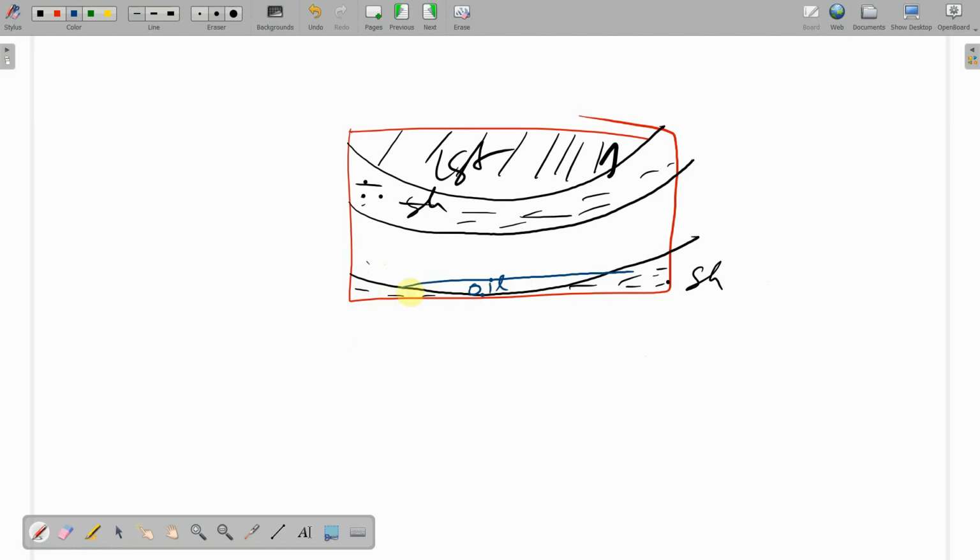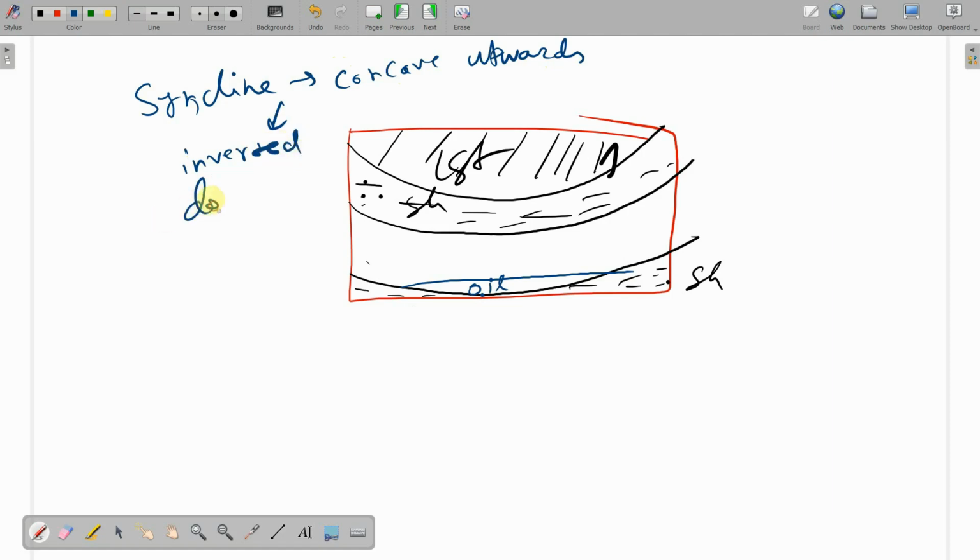So this also acts as a structural trap, and in other words it is like an inverted dome. You know that a syncline is an inverted dome. How did we describe it scientifically? It is concave upwards, that means inverted dome, okay, and oil accumulates at the trough of the synclinal structure when the host bed is free of water.